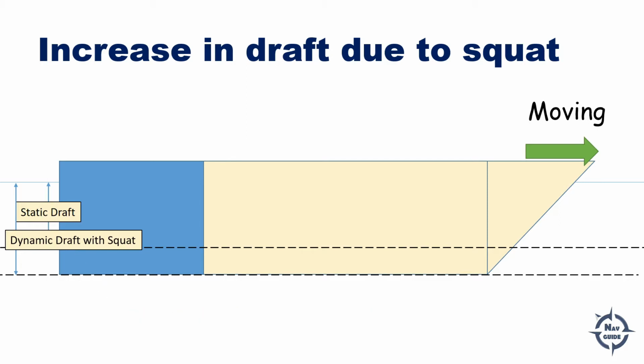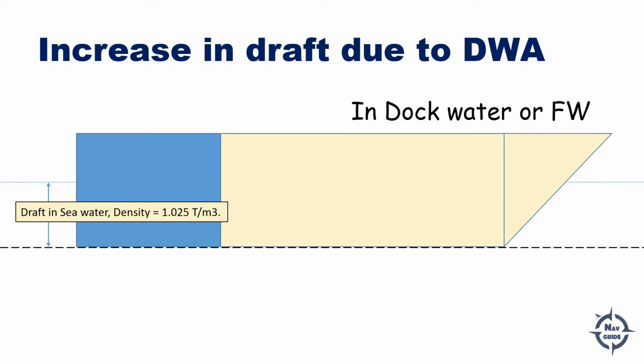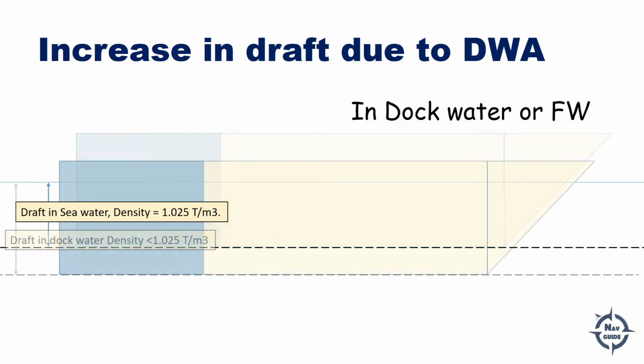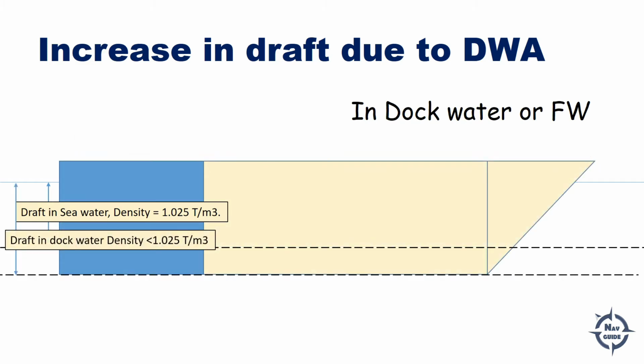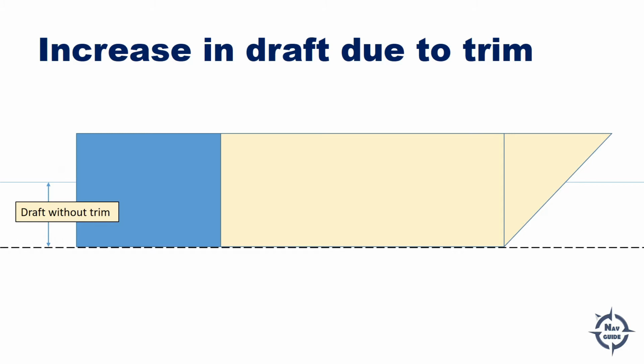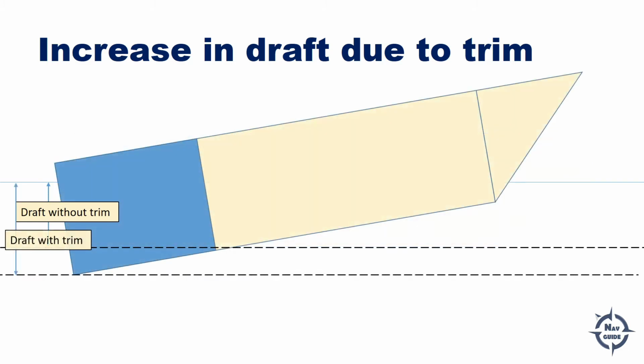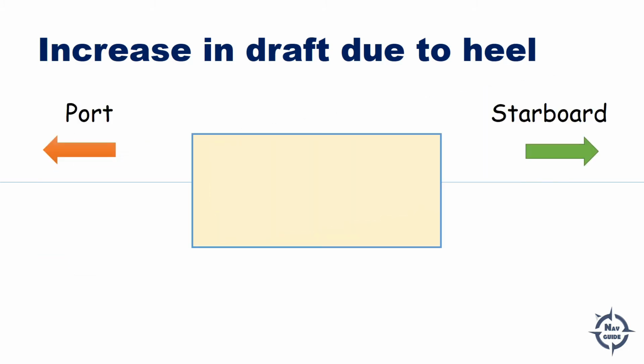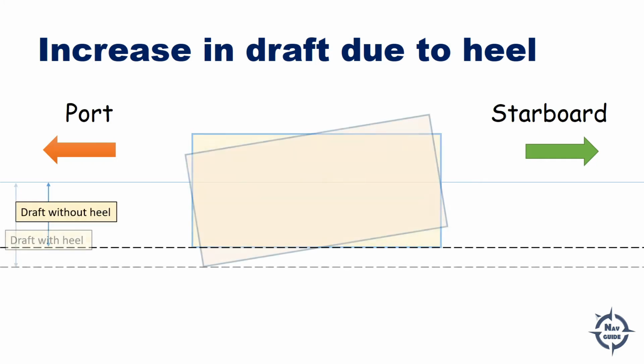So you have to allow for squat, and you get it from the squat calculation tables or certified software. The static draft is usually calculated in seawater, density 1.025. Anytime you go to dock water or fresh water, the density is changing, so the ship is going to sink down. You have to allow for that. When the ship is moving, there may be pitching. When the ship trims, there is a draft increase. There is a draft increase with heel.